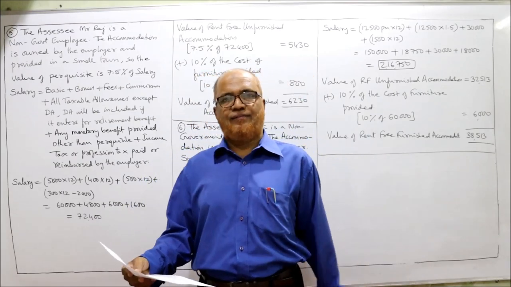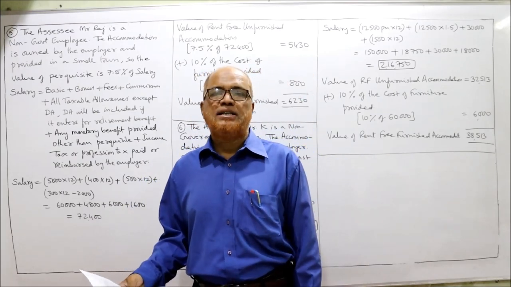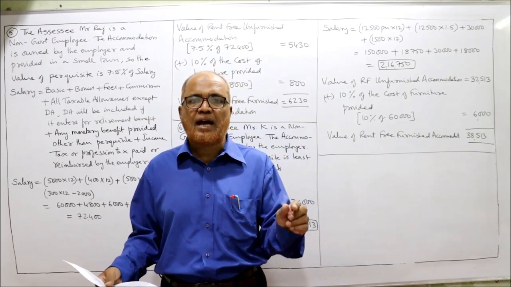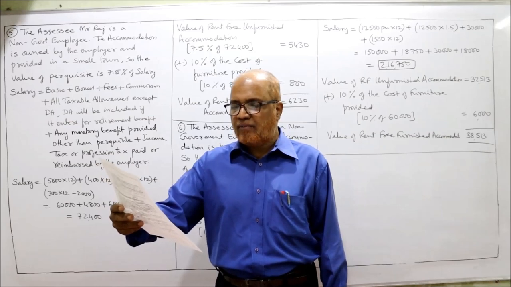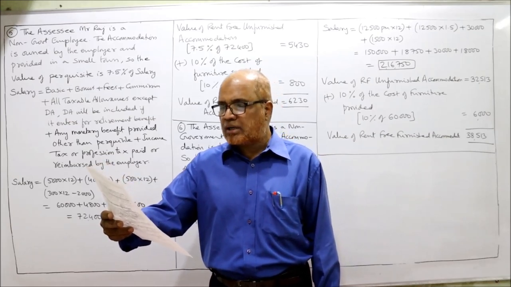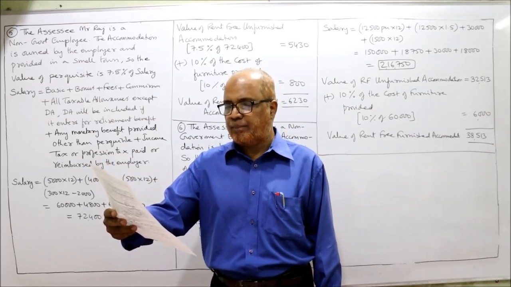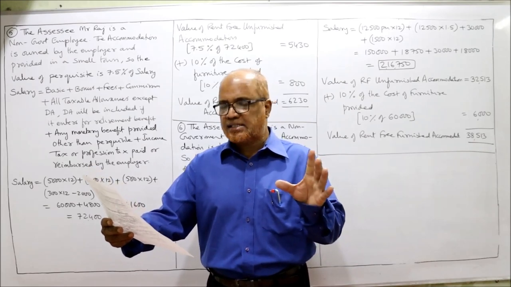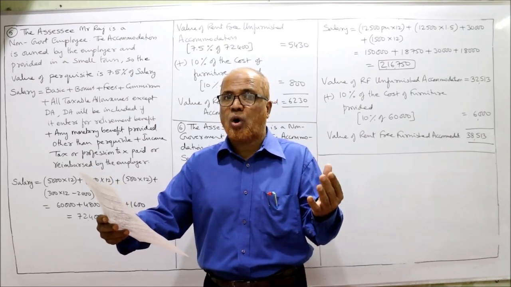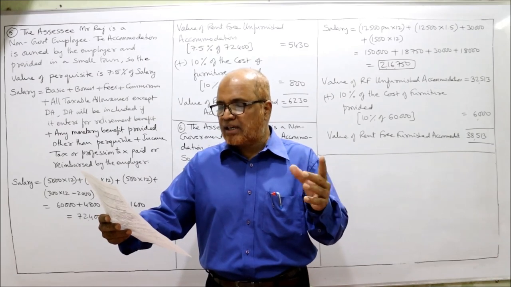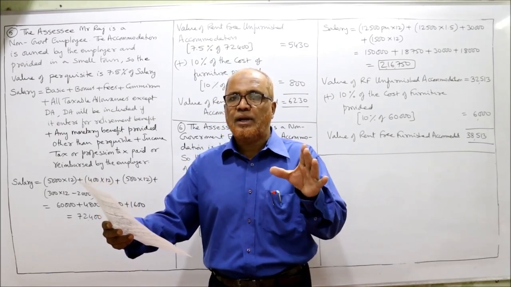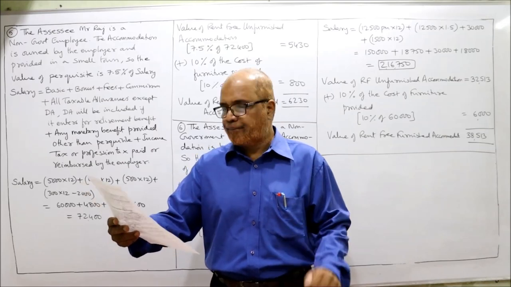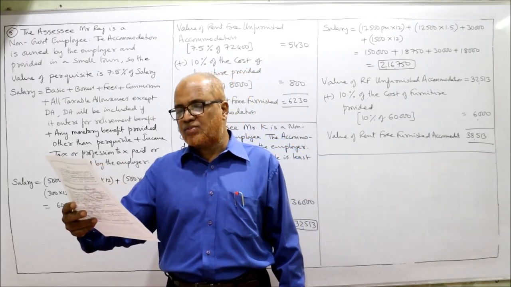Problem number 5. Already 4 problems we have completed on valuation of rent-free accommodation. Now, 5th problem. Mr. Raj is working with a private company in a small town in Krishna district of AP. First point. Mr. Raj is a non-government employee and he is working in a small town. Small town means where the population is less than 10 lakh. Then his salary particulars are as follows.